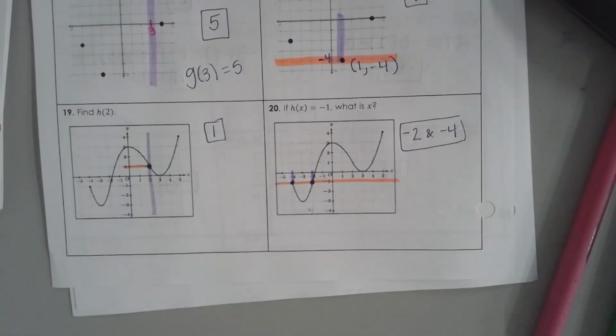So the big thing you've got to remember: if it's in parentheses, it's x. If it's after the equal sign, it's y. All right.